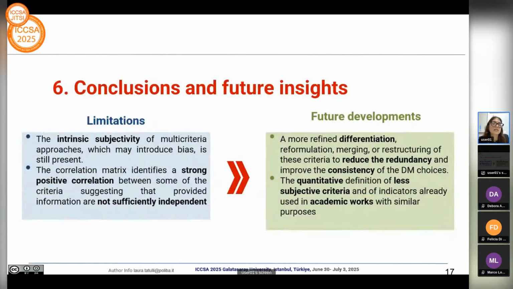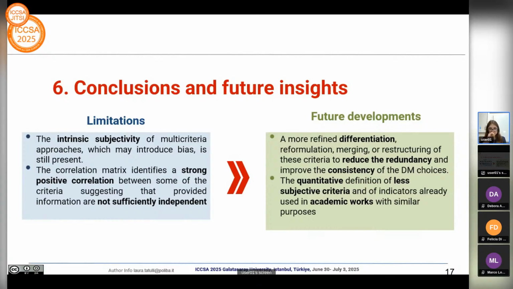Then the other limitation, as we said before, is the intrinsic subjectivity of this kind of approaches, which may introduce some bias. So for the future development, we imagine a more refined differentiation, reformulation, merging, or reconstructing of these criteria in order to reduce the redundancy and improve the consistency of the DM choices.